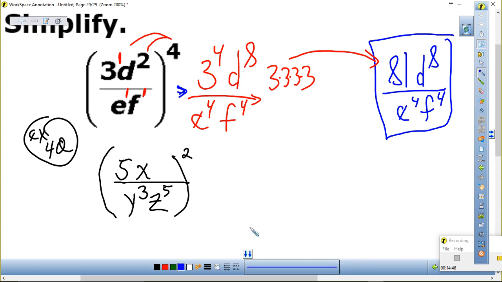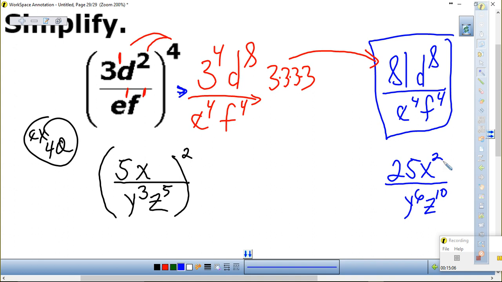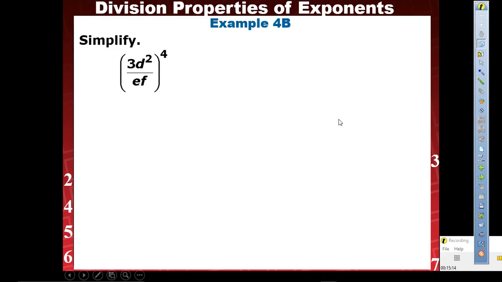Okay. Alexander, what'd you get? 25x squared over y to the 6 and z to the 10. 25 times x to the second power. Hands, have you got that? That is correct. Okay, let's kick it up a notch. Yes? Copy this one. 4C.